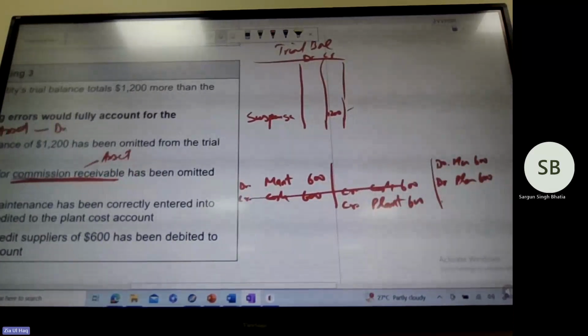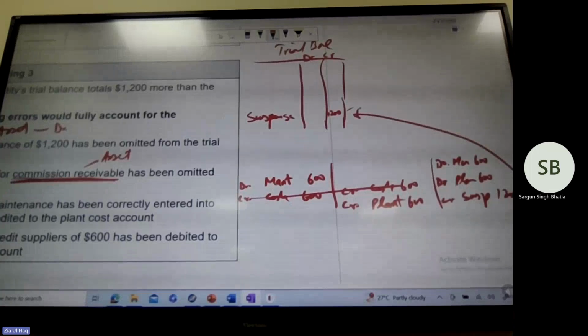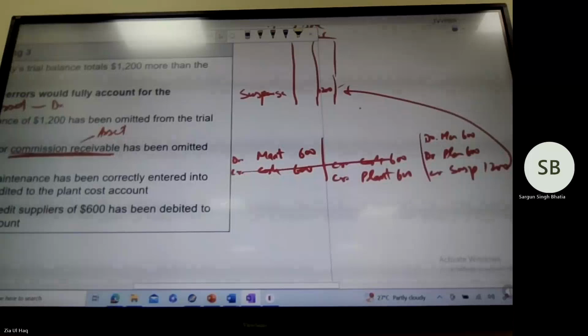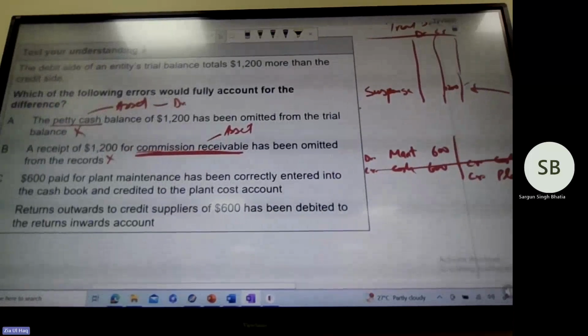And what should be on the credit side? Suspense account with 1200. This will further increase the suspense account rather than eliminating this 1200. So this is not the correct option.